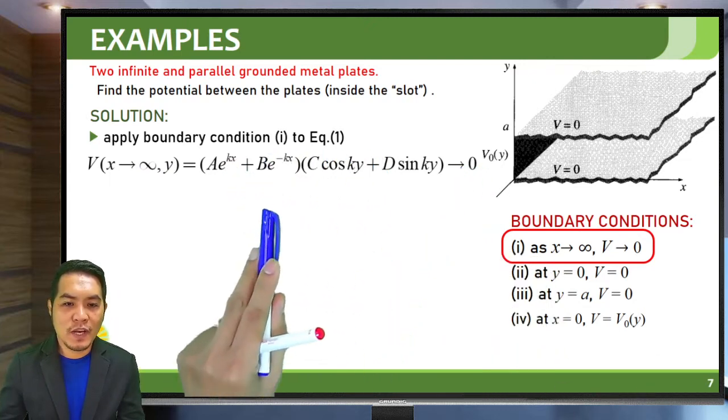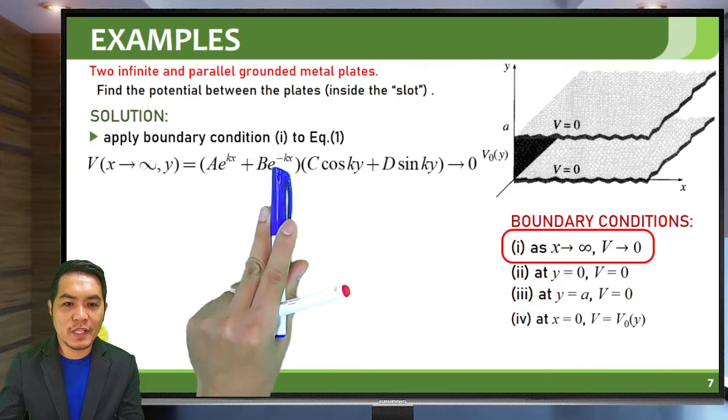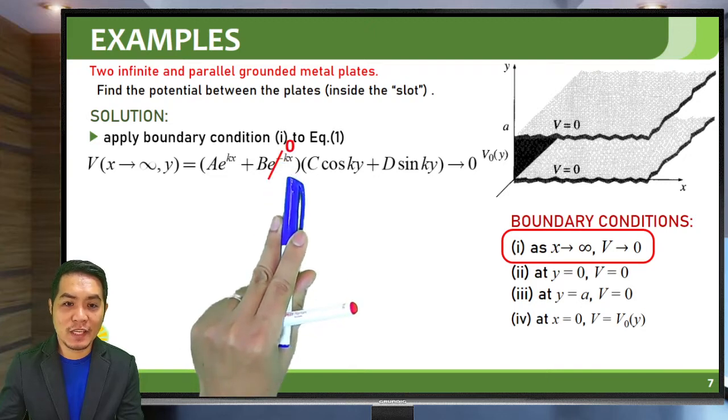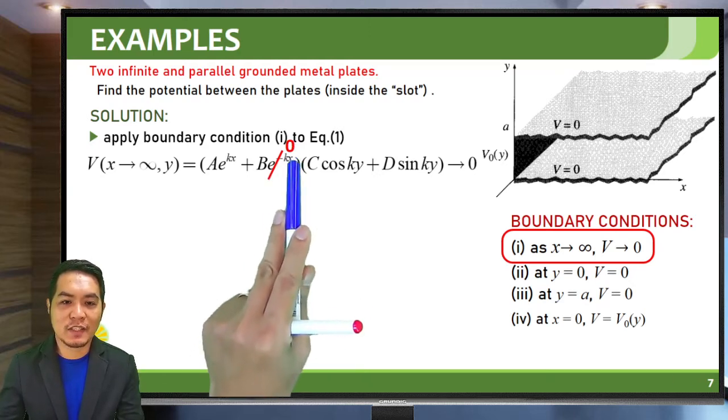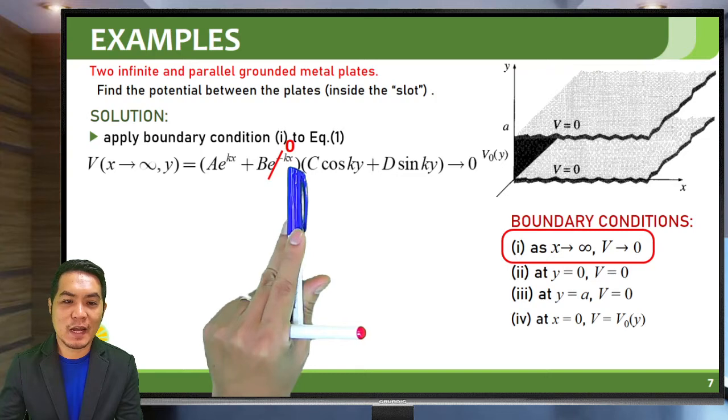So when x approaches infinity, this term here is e to the negative infinity, and that's essentially 0, because that's 1 over e to the infinity, or 1 over infinity, and 1 over infinity is essentially very small, or 0. So the second term will become 0 when x approaches infinity.